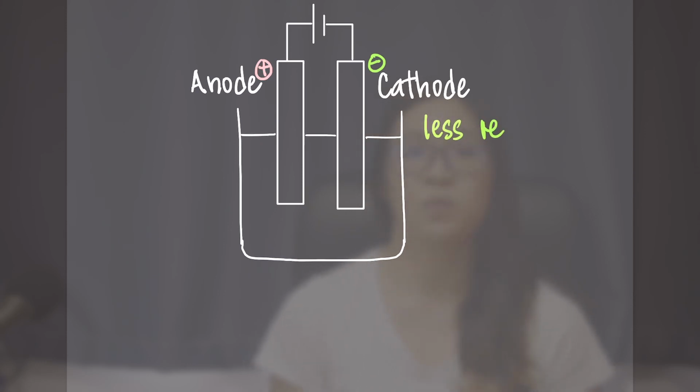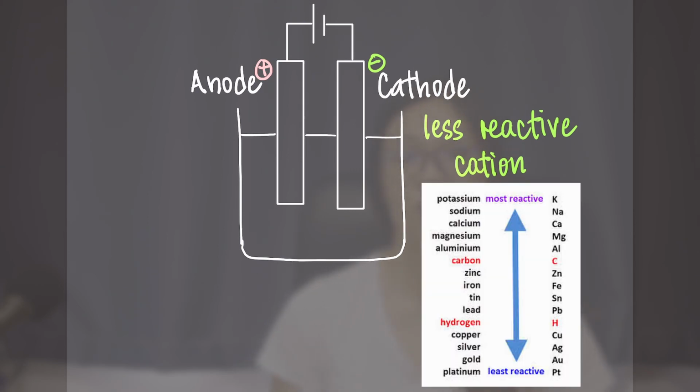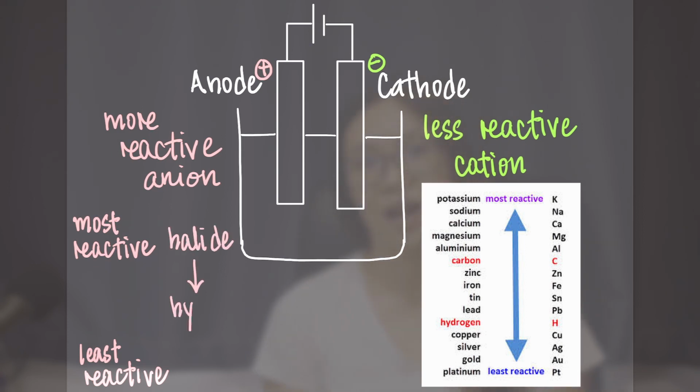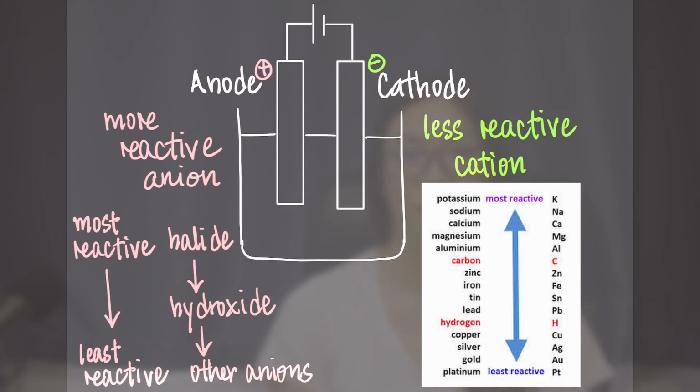If there were more than 1 cation present in the solution, then the cathode will react the less reactive cation. We can refer to our reactivity series for that tidbit. On the other hand, if there were more than 1 anion to choose from, the anode will react the more reactive anion. As a rule of thumb, halides are the most reactive ions, followed by your hydroxides, and followed by any other anions after that.